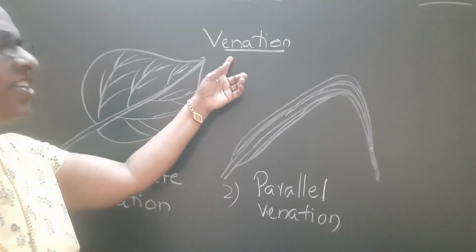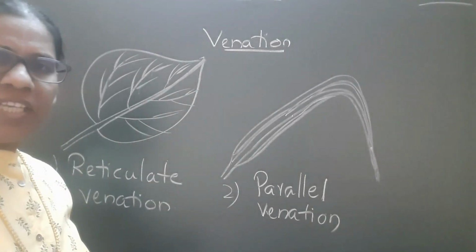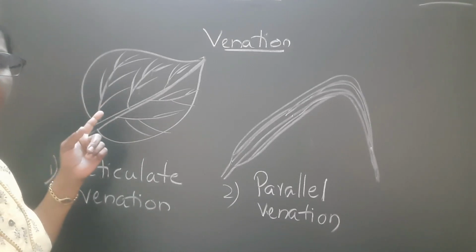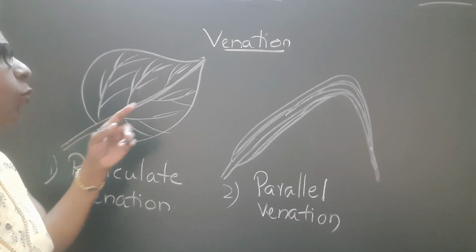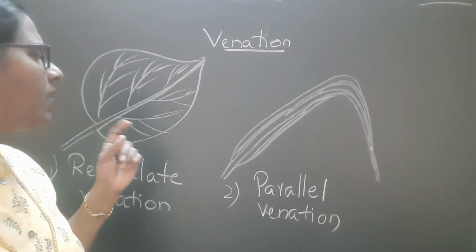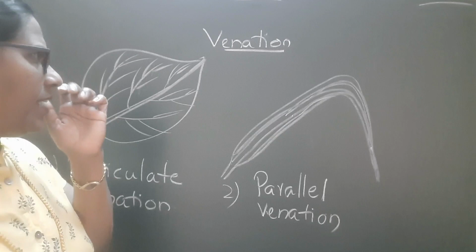Hi students, today we are going to learn about venation. In the previous video, we learned about the leaf, parts of a leaf and types of leaves. Today we are going to learn about venation. First, let's see what venation is. The arrangement of veins and veinlets in a leaf is called venation.